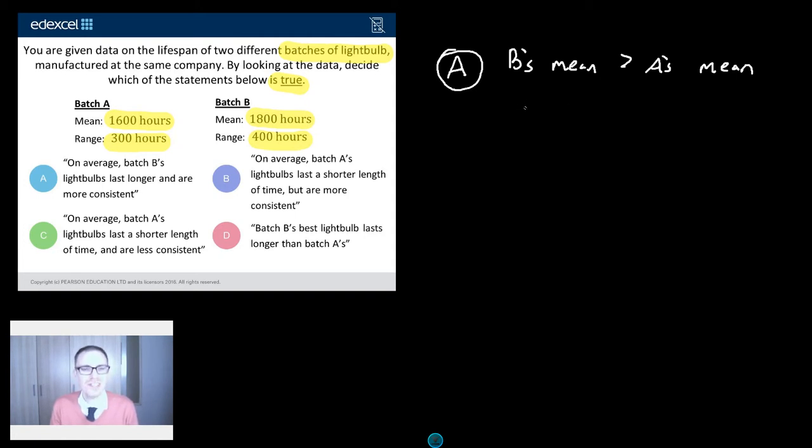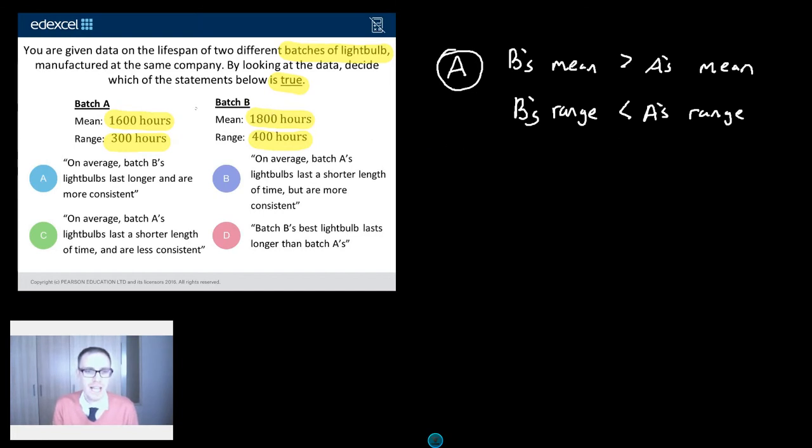Now what about consistent? If B's are more consistent, well, consistency isn't anything to do with average. Consistency is to do with how spread out something is. So for B's to be more consistent, B's range, so the spread of the times that these light bulbs last, has got to be less than A's range. So on average, the light bulbs have got to last longer, and the range has got to be smaller. Well, is that true? So let's have a look.